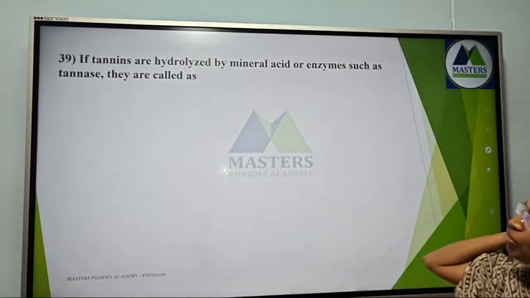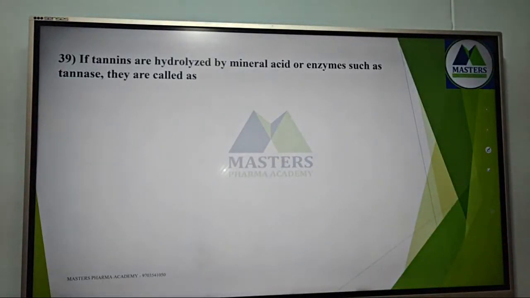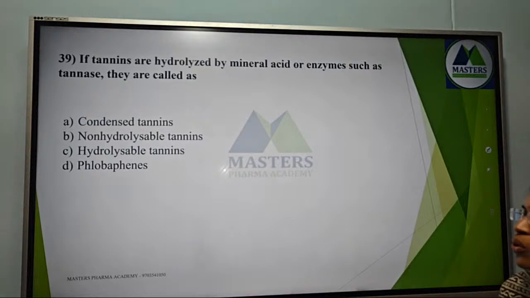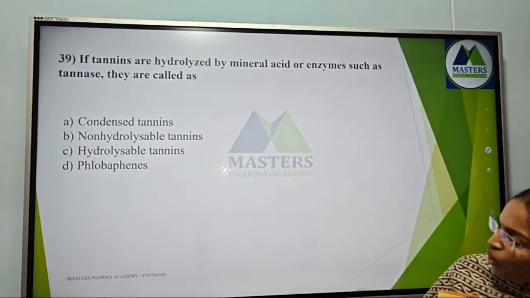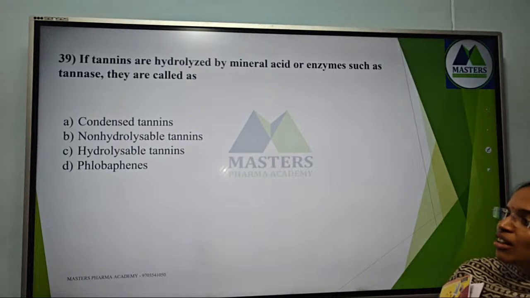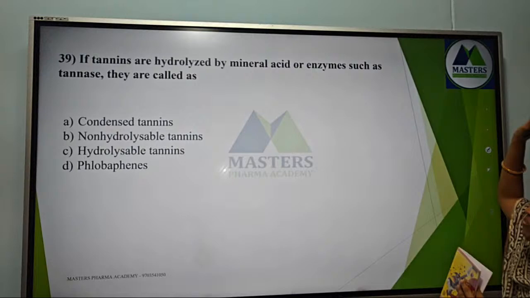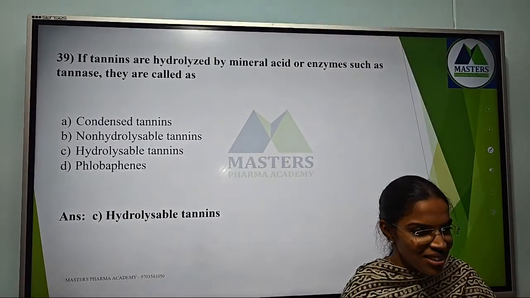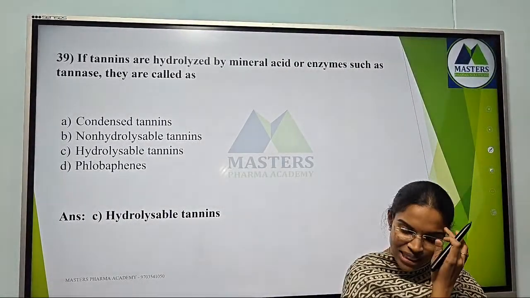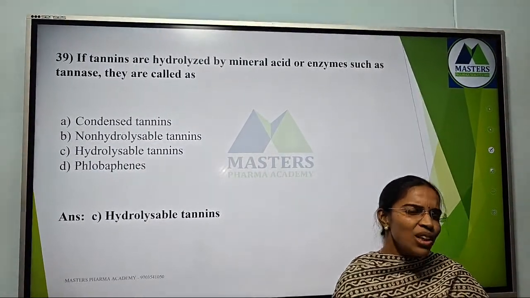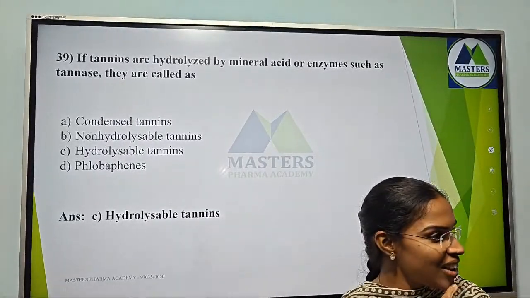Question number 39. If tannins are hydrolyzed by mineral acid or enzymes such as tannase, they are called as? Very simple, very easy question, right? The options are condensed tannins, non-hydrolyzable tannins, hydrolyzable tannins, and phlorotannins. The right answer is hydrolyzable tannins. Whenever we come across such questions, we get into some confusion: why such direct questions are given?